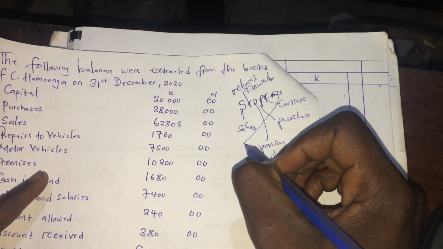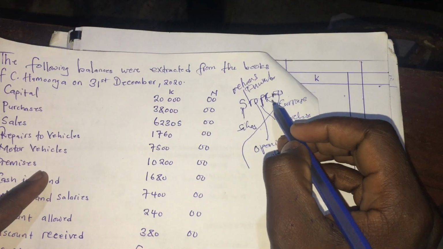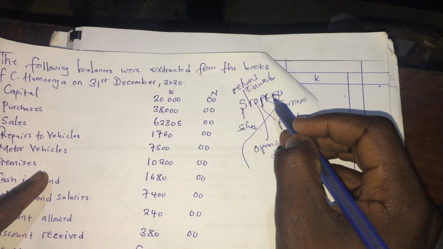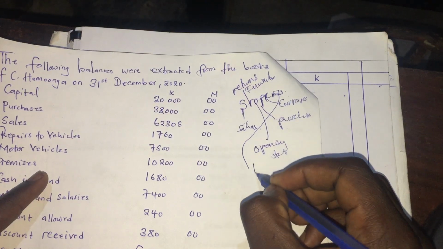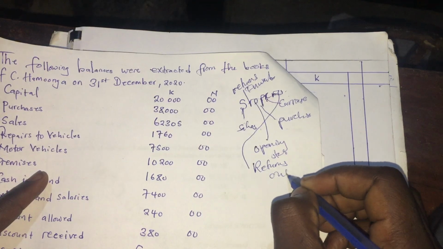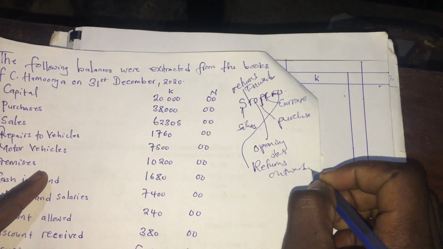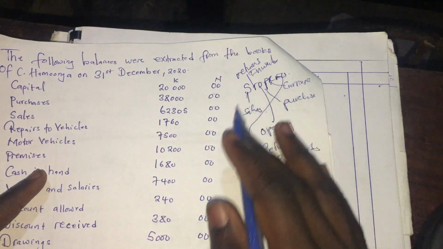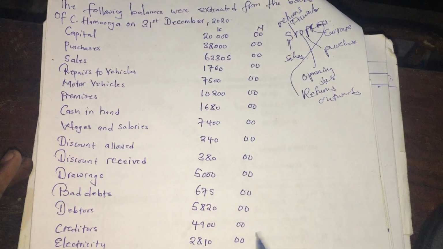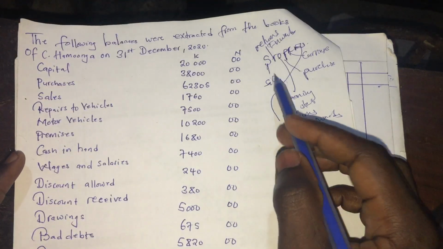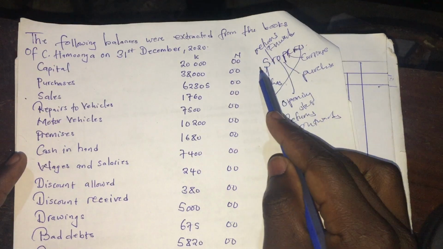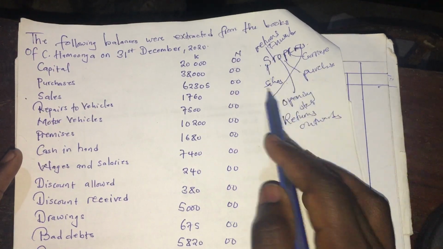Then RO: these two letters are together. R stands for returns, and O stands for outwards, so it's returns outwards. You have seen? These are the items that should be placed in the trading account. This is the order the items should follow each other, so we start with sales. This is the trading account.